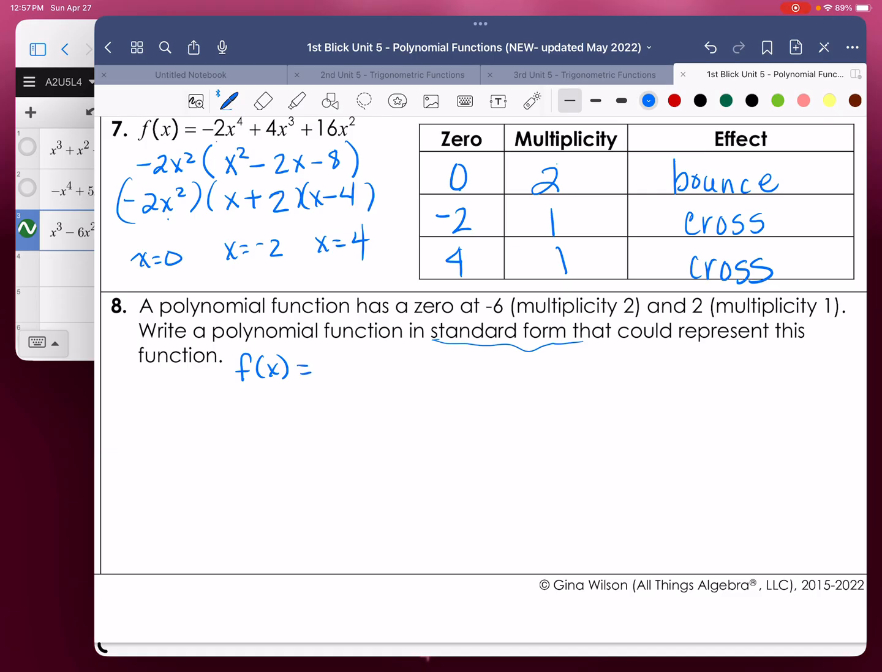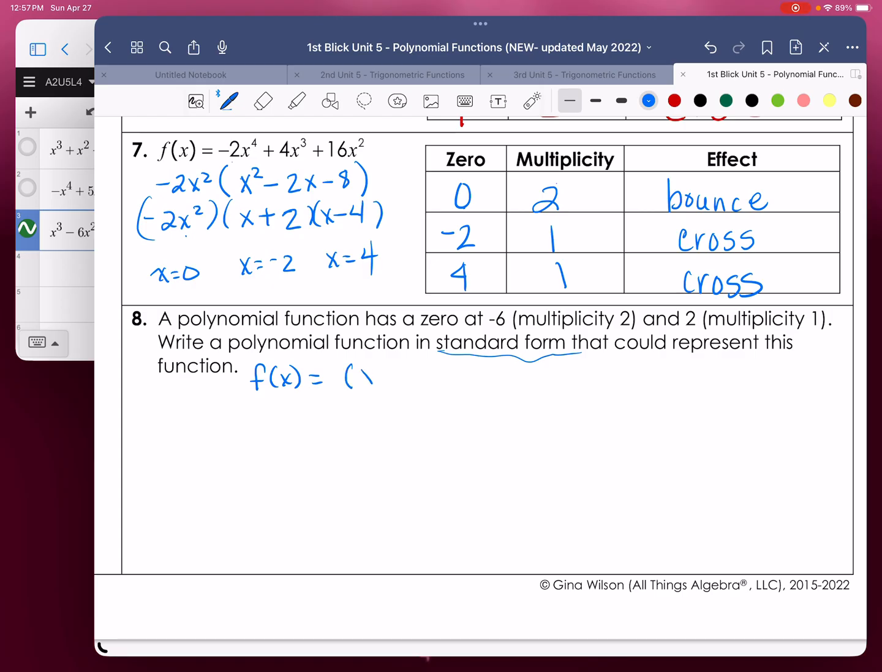All right, for there to be a 0 at negative 6, that means you started off with x plus 6, because negative 6 plus 6 would give you 0. And a multiplicity of 2 means that was squared. All right, the 0 at 2 means you started off with x minus 2, and multiplicity of 1 is no exponent. So to put this in standard form, the first thing we're going to need to do is multiply x plus 6 times x plus 6 times x minus 2.